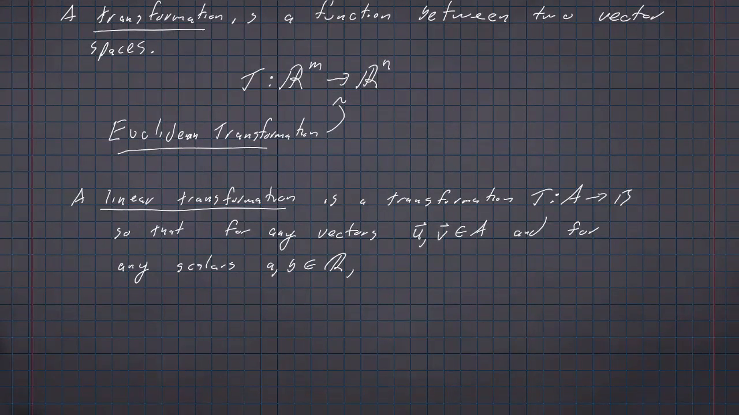And to make a transformation linear, we want to take any two vectors in the domain, we'll call them vector u and vector v, and we want to take any two real numbers, we'll assume these are constants, a and b. The rule for a linear transformation says that if we take the transformation of a times u plus b times v, we will get a times the transformation of u plus b times the transformation of v.